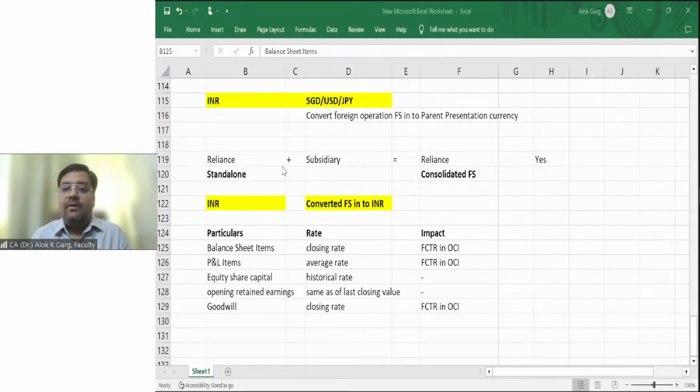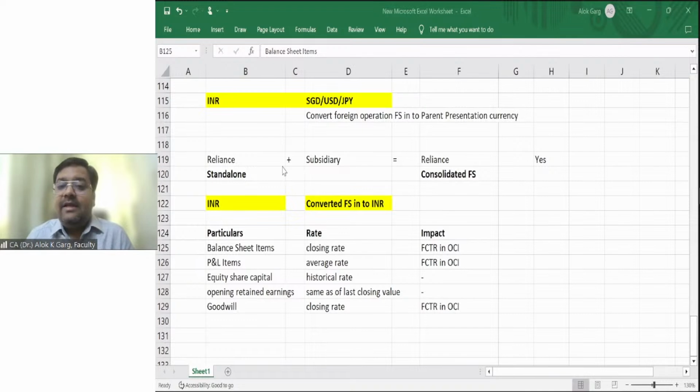Namrata is saying, sir, it means in this case the functional currency of foreign operations is different from the parent's currency. Yes, Namrata, it could be. All these big companies have a lot of foreign subsidiaries, and these foreign subsidiaries have a different functional currency. They will have the same functional currency only if they are acting like an agent. You remember those 4 conditions.